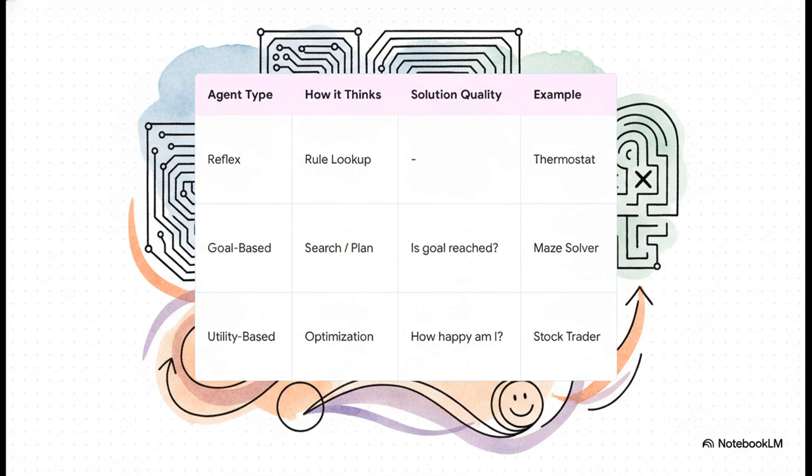This table is a fantastic summary of how far we've come. We started with the super simple rule lookup of a reflex agent. Then we moved up to search and planning with goal-based agents. And now, with utility-based agents, we've introduced this new idea of optimization. We're not just asking, did we succeed anymore? Now we're asking, how well did we succeed? And that is a huge step in the evolution of AI.